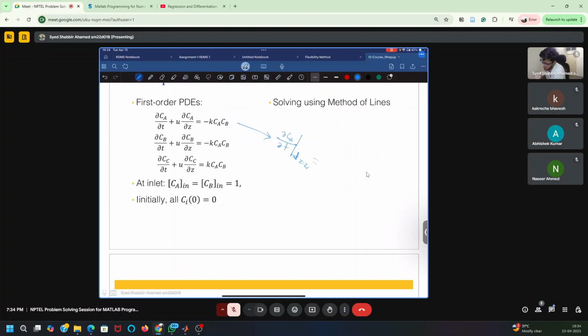So we can write it as CA(i+1) and CA(i-1). It means i minus 1, when I say it, is at Z(i-1). Then we have this H, this is CA_i and CB_i.